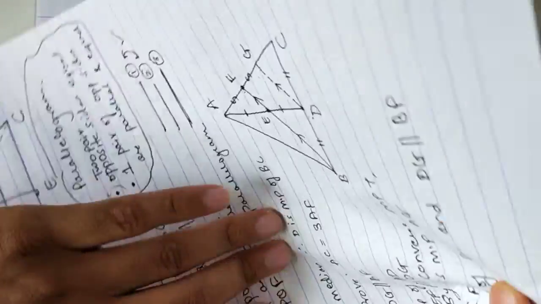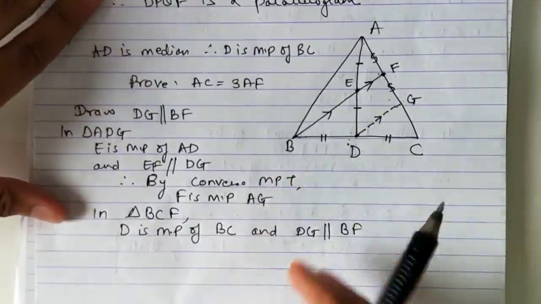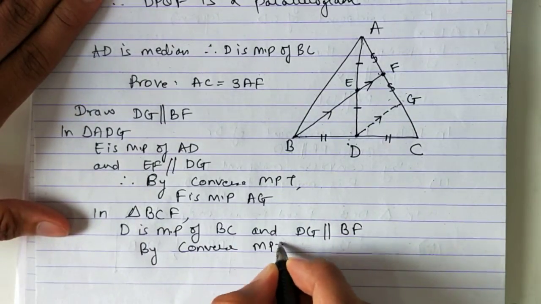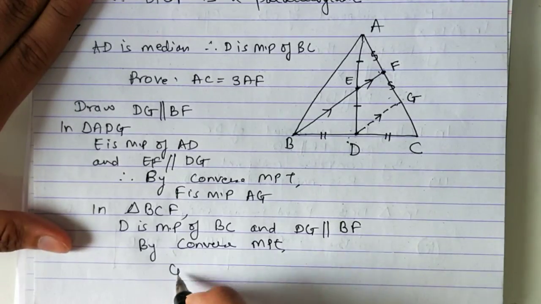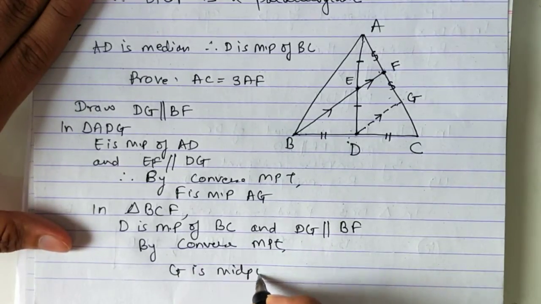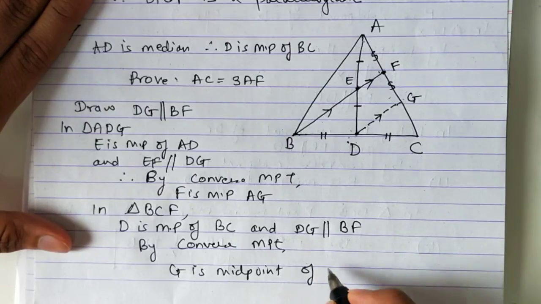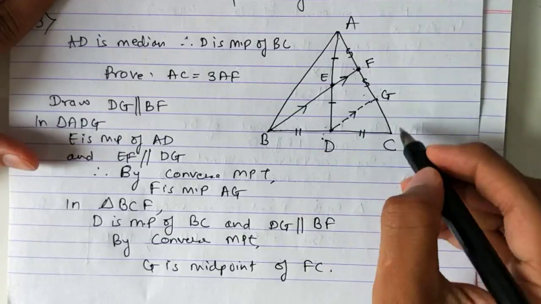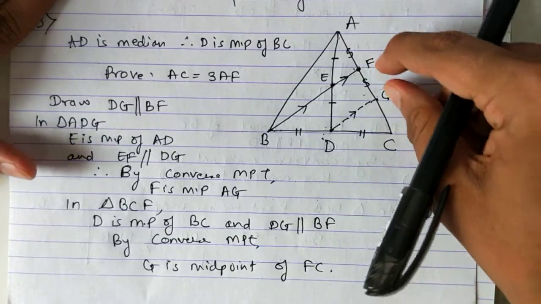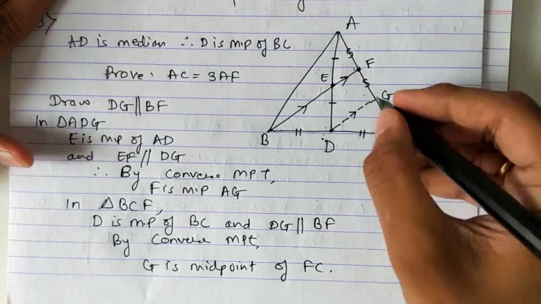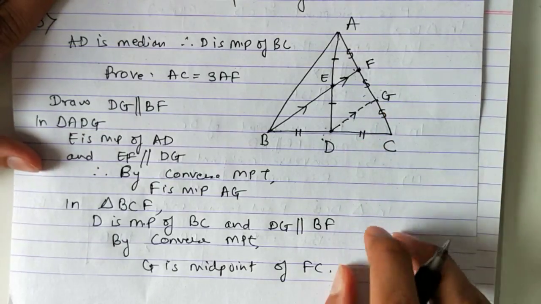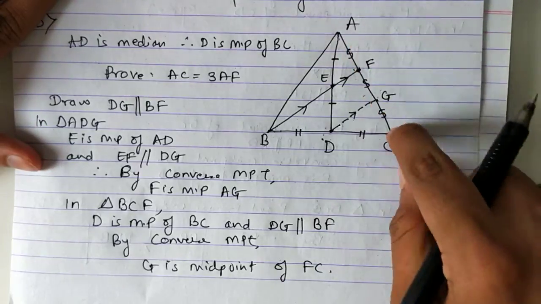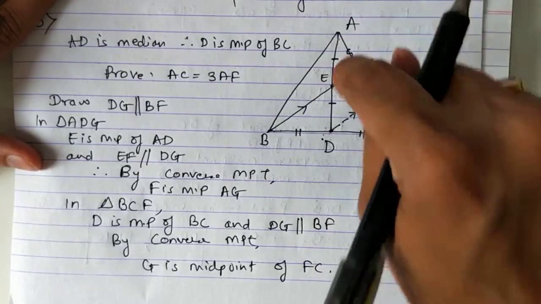correct? So by converse midpoint theorem, G is the midpoint of FC. Okay, G is the midpoint of FC. इसका मतलब ये पार्ट और ये पार्ट सेम है, करेक्ट. तो मतलब मैं यहाँ पे भी ये साइन डाल सकता हूँ. ओके, मतलब ये तीनों पार्ट सेम है. अगर ये तीनों पार्ट सेम है मीन्स this AC is divided in 3 equal parts.